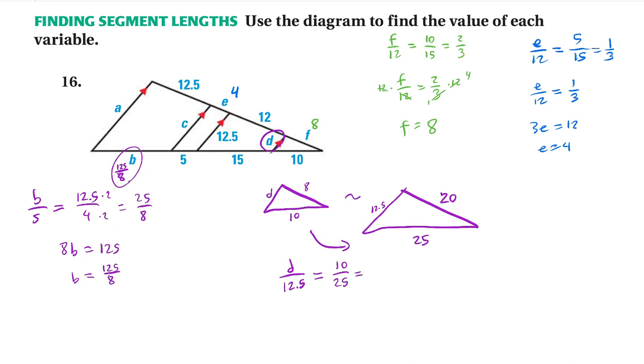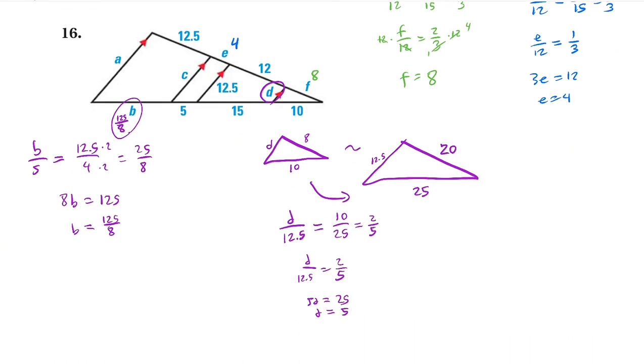And so on the right, we divide by 5 and we get 2/5. Same thing if you use this ratio: divide by 4 and we get 2/5. All right, so we get d over 12.5 equals 2/5. Cross multiply, we get 5d equals 25. Divide by 5, and we get d is 5. So d is 5. Let's erase that, write that in there. d is 5. Now we need to use that to get all the other ones.